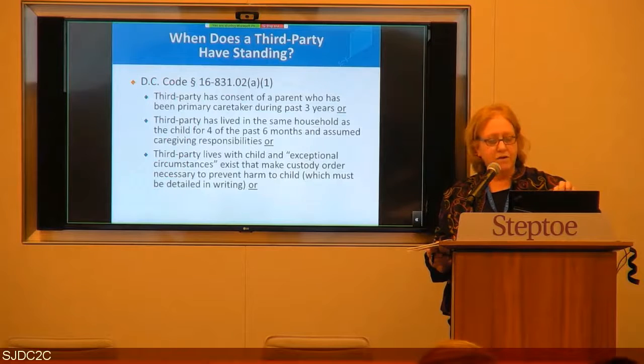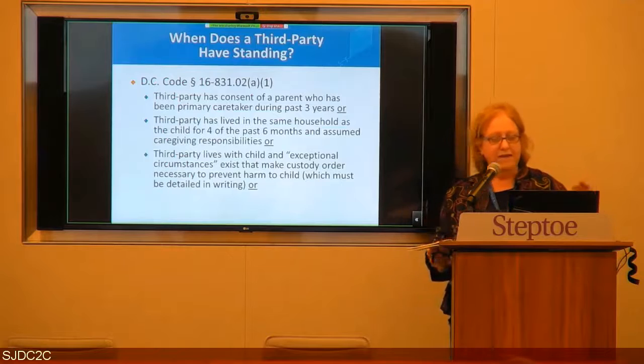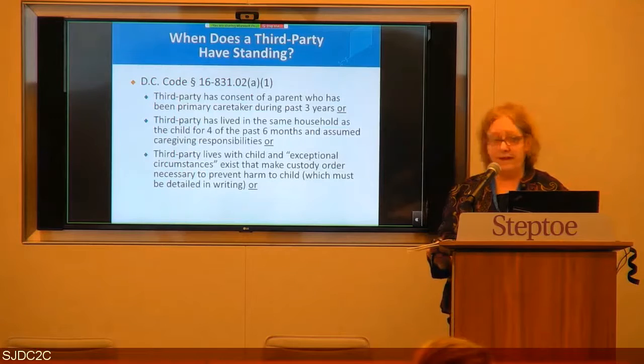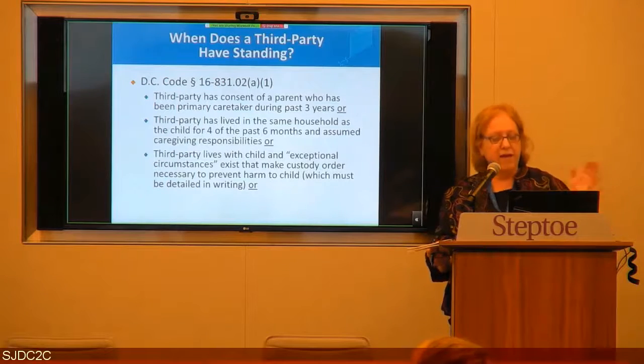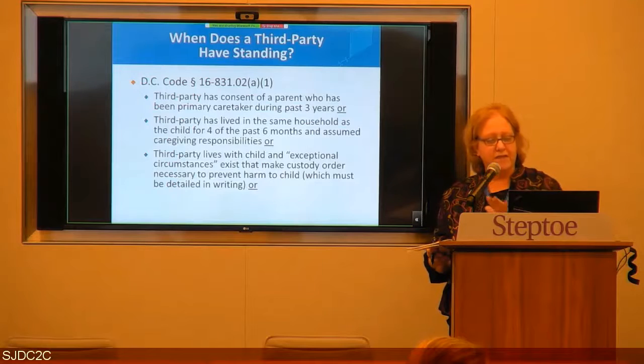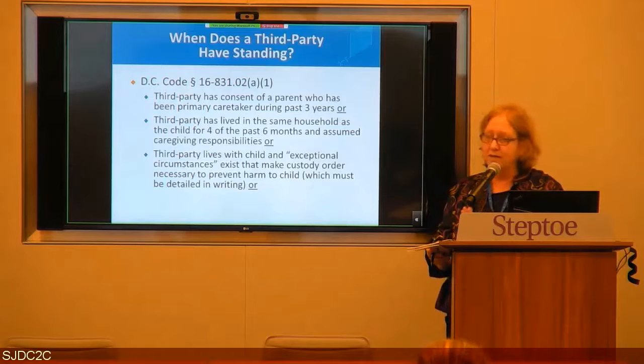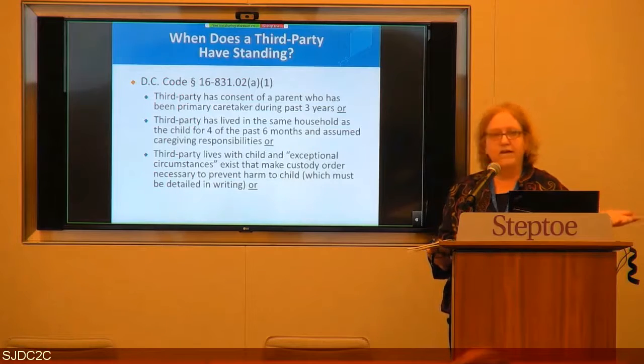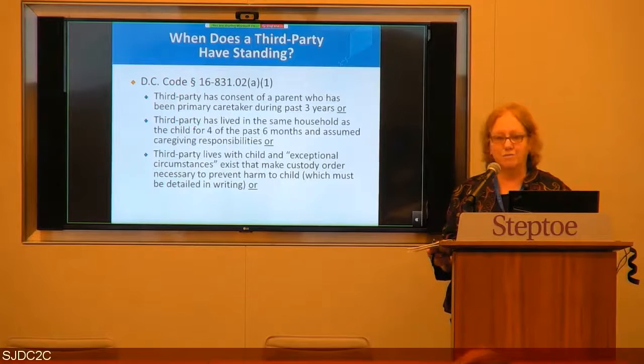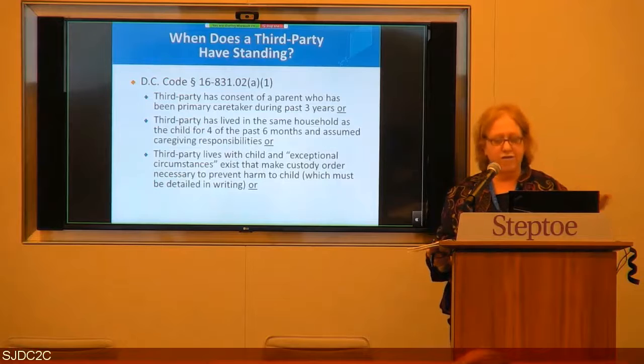If a parent who has been the primary caregiver during the past 3 years consents, then the third party consents to standing, then the third party has standing. If the third party has lived in the same household as the child for the past 6 months and assumed caregiving responsibilities, the plaintiff, the caregiver, your client, has standing. So if your client has been caregiving for this child for at least the past 6 months, they have standing.